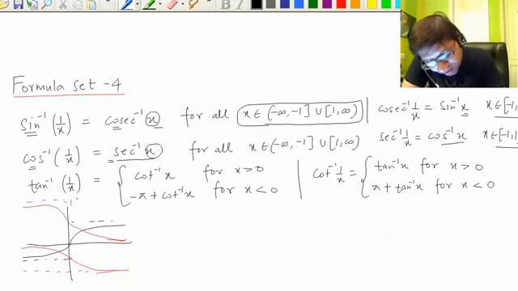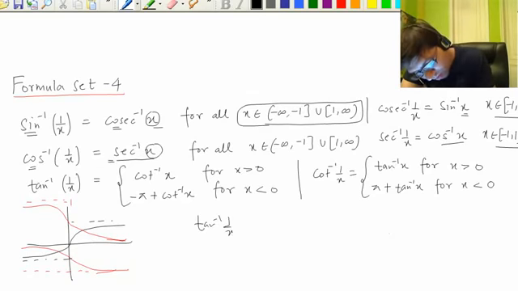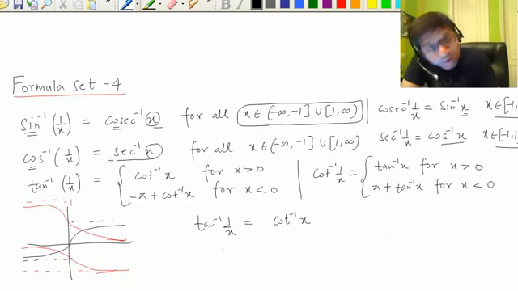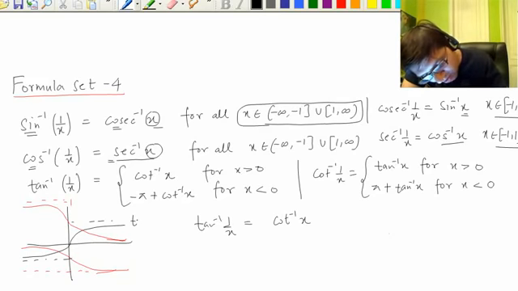To handle this problem, see what will happen now when you say tan inverse 1 by x equals cot inverse x. It's a compound thing now. Cot inverse 1 by x, cot inverse x. There's no problem for positive values, because for positive values this is the graph. I have drawn the graph here: cot inverse graph and tan inverse. Black is tan inverse and red is cot inverse x.